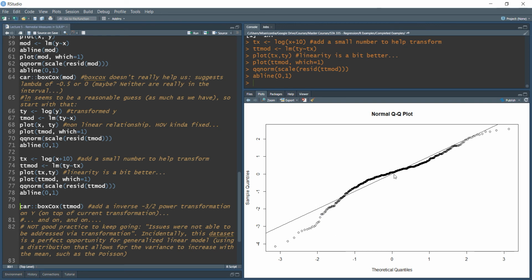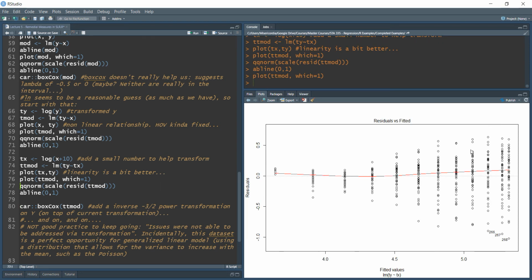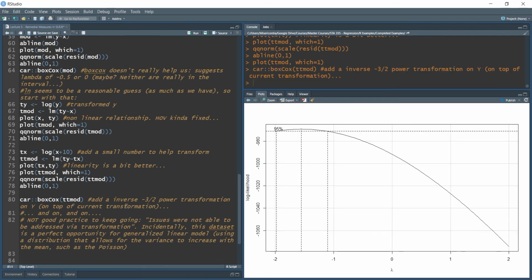So because my homogeneity of variance is still really bad, what then I might look at is more transformations. And I don't really have a guess, so I'm going to run Box-Cox again. Well, running Box-Cox again, I see Box-Cox now suggests adding an additional transformation between -1 and -2. So the nice number here would be -1.5, and then -2 is kind of on the borderline.